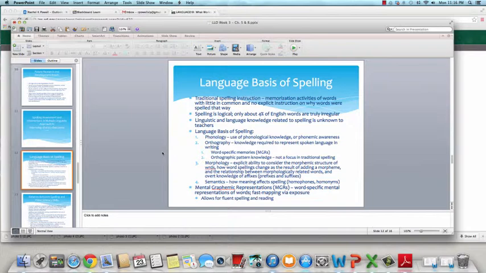Orthography is the knowledge required to represent spoken language in writing. There are two types: word-specific memories, or MGRs, and orthographic pattern knowledge, which is usually not a focus in traditional spelling. That's the knowledge of a set of patterns or conventions that individuals apply when translating speech into print.